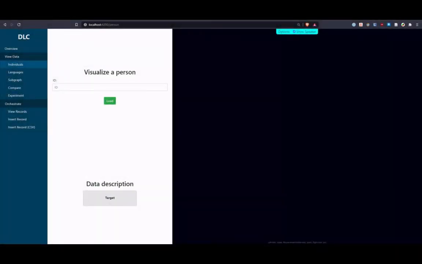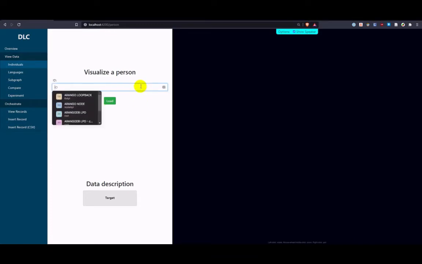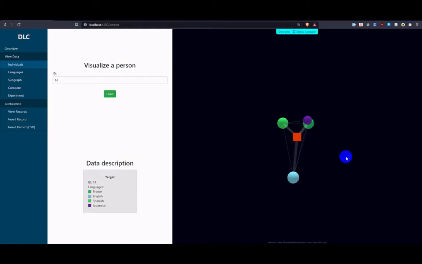The first ability of our tool is the ability to visualize an individual respondent. We do this by using their identifier in the dataset and by loading up the visualization of their dominant language constellation. There are two shapes here, a cube representing the respondent and spheres representing the language that they speak.